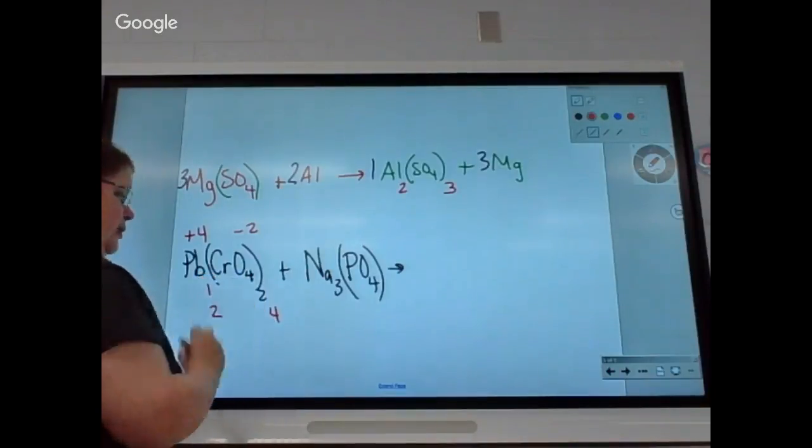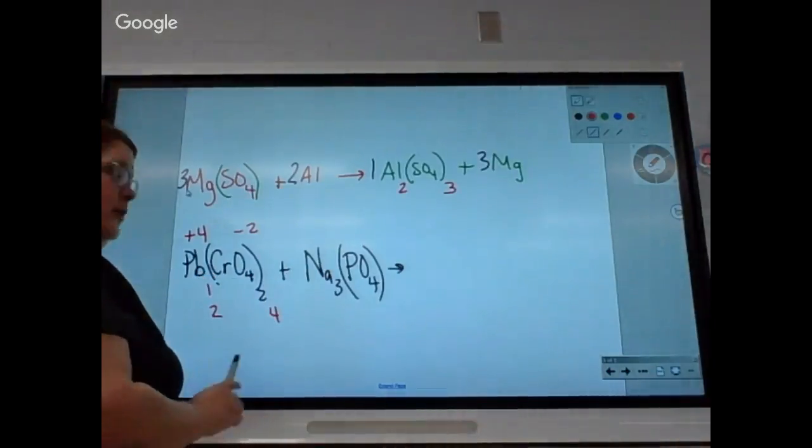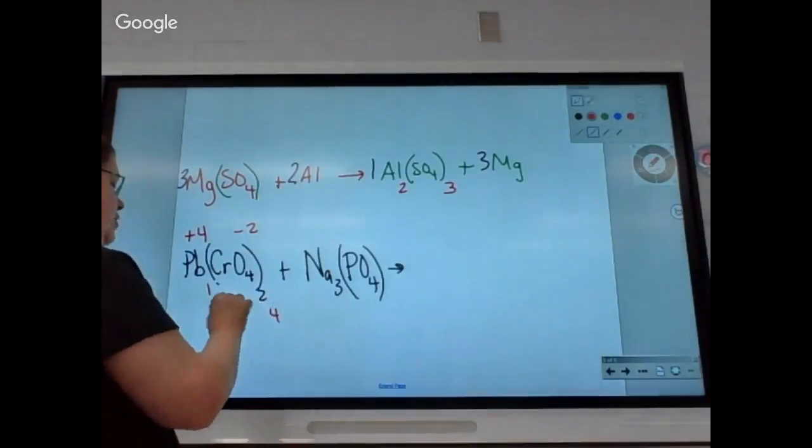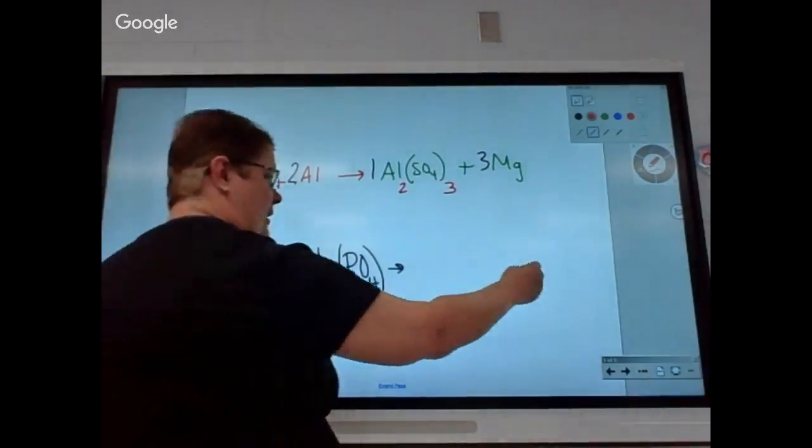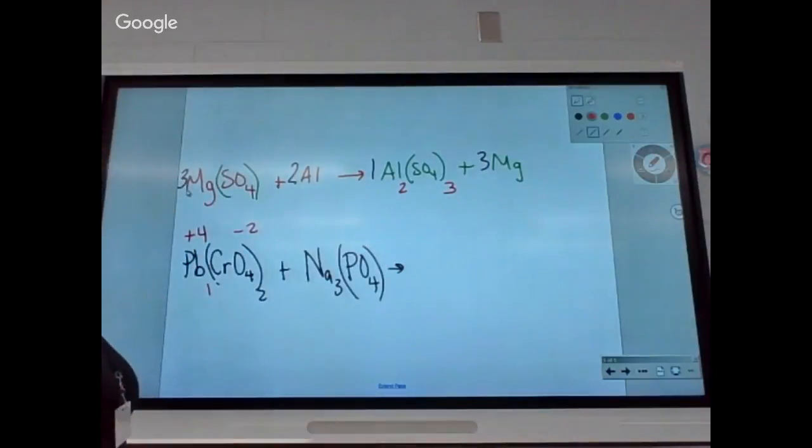That's why it's now a 1 and a 2. Okay? Because they got reduced. We need the original oxidation numbers, though, for when we get to this side. That's why we were figuring that out.